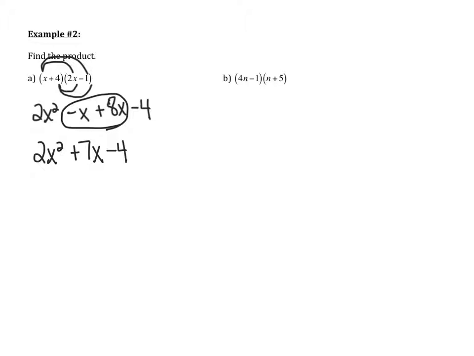We have 4n minus 1 times n plus 5. So again, we have a binomial times a binomial. Our goal here is just to take this term times both terms over here, and the second term times both terms over there. So again, we're just going to distribute.